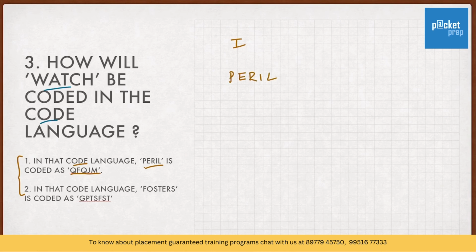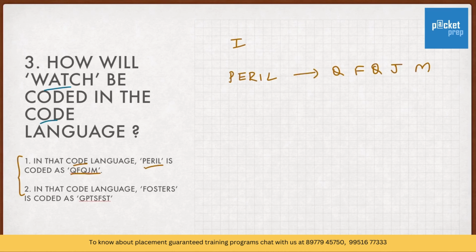Peril is coded as QFQJM. There is no certain logic to these questions. It is important that you be familiar with the positions of alphabets, the increment and decrement of alphabets. Clear? As peril is coded as QFQJM.